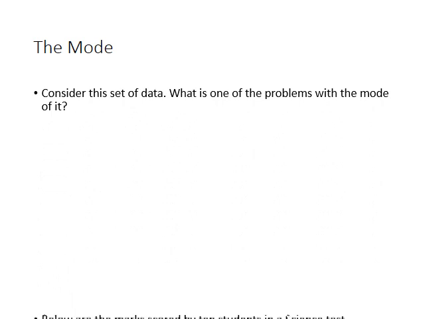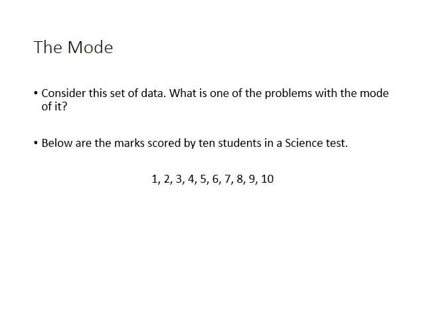Finally then, the mode. If we have a look at this set of data here for 10 students in a science test, what do we think the problem might be with using the mode? Well, it's going to be the fact that there isn't one in this case, because there's the same amount of every number. So the problem with the mode is that sometimes there may well not be a mode.